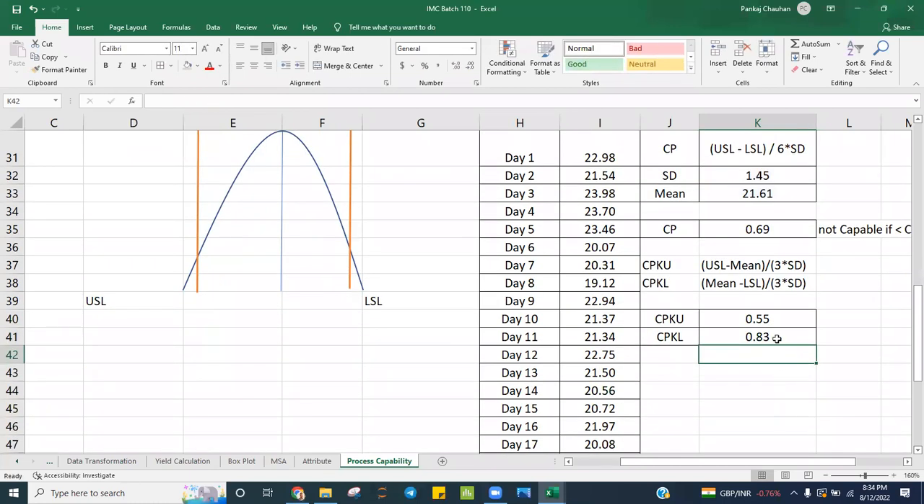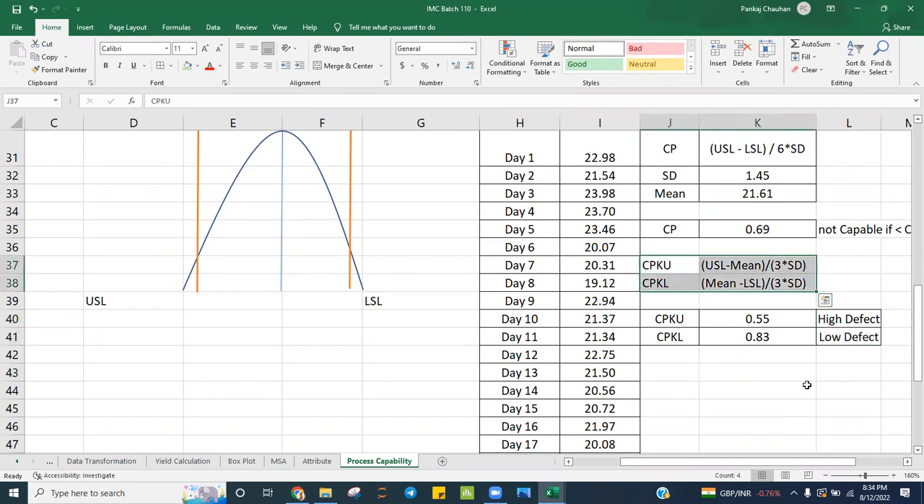On the lower side, I have a value that is higher. Whichever side the CPK value is high, the chance of defect is low compared to the other. In this case, if I say 0.55, there is a chance of high defects compared to CPKL, where the value is high, so the chance of defects is low. They are inversely proportional to each other. If defect is high, then capability is low. If capability is high, then the defect will be low.